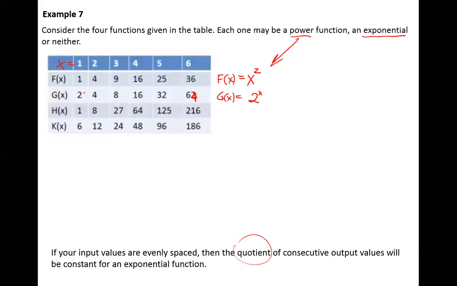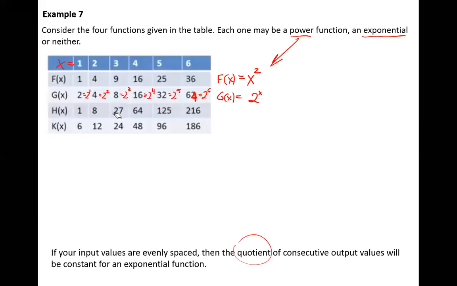This is 2 to the power of 1, 2 to the power of 2, 2 to the power of 3, and so on. Because when I divide, I always have to multiply by 2 to get the next term, which means if I divide backwards, I can get the constant quotient, 2 to the x. Okay, what about h of x?